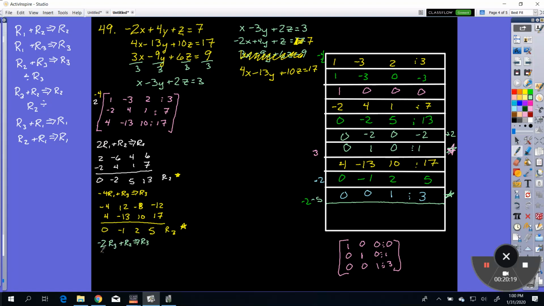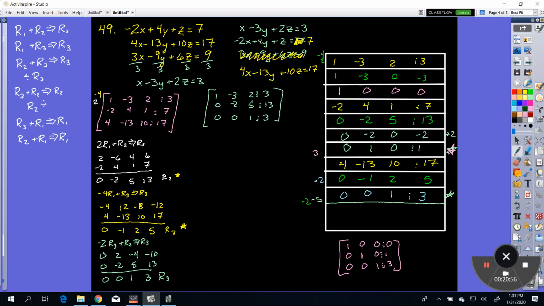So negative 2 times all this, 0, 2, negative 4, negative 10. So I just double all those and change the sign. Add it to row 2, 0, negative 2, 5, 13. So I get 0, 0, 1, 3. Okay, that's my new row 3. So if I were writing this down, 1, negative 3, 2, 3. Row 2 is now 0, negative 2, 5, 13. And row 1 is 0, 0, 1, 3.